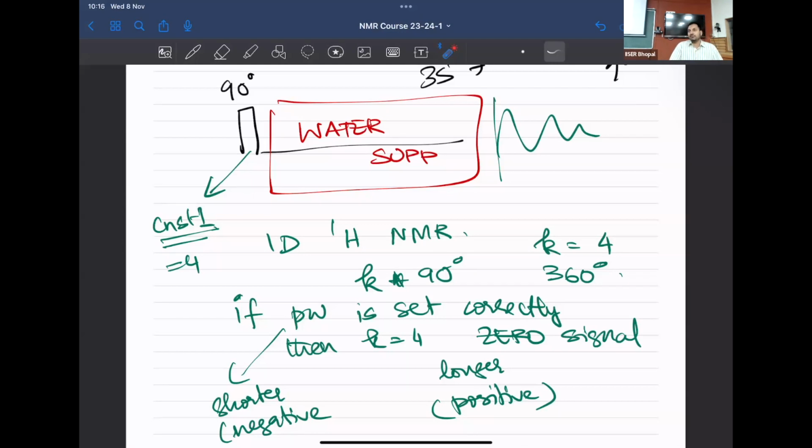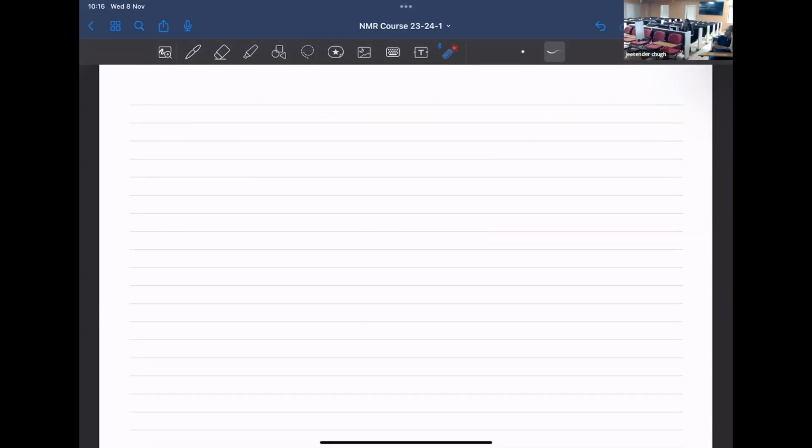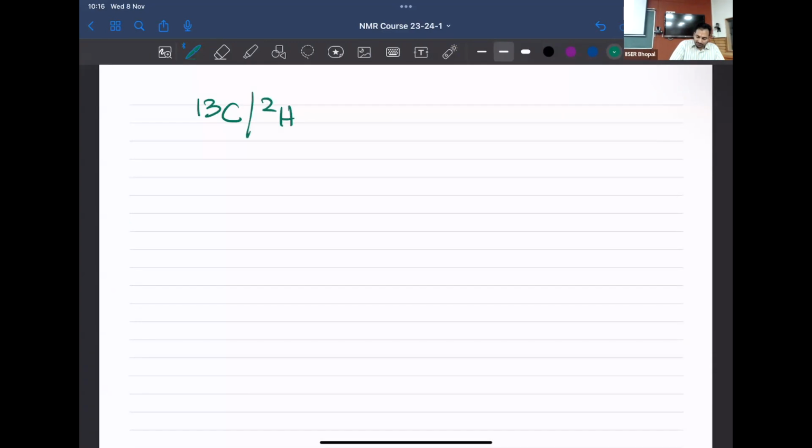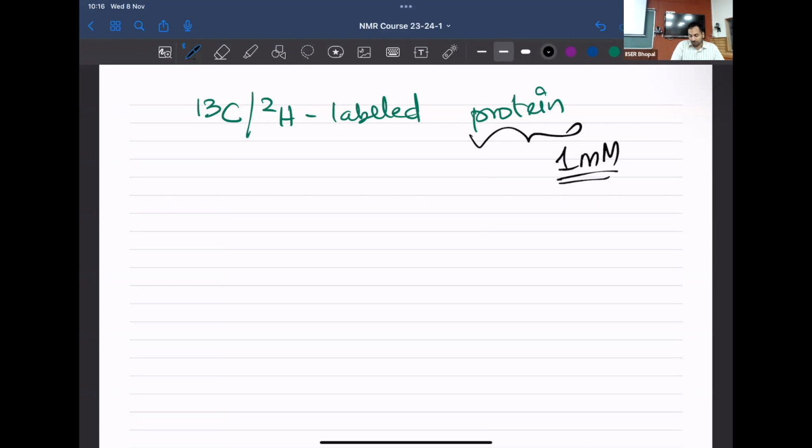Did that make sense? So what is the locking reagent for a deuterated protein sample? You would still use H2O plus D2O. Your question is, if the protein is, let's say, C13-2H labeled, whether the protein itself could be used for locking. That might not be the best strategy because a protein will be at around 1 millimolar concentration, or at best 1 millimolar. So it's not the best thing to lock with your protein itself.